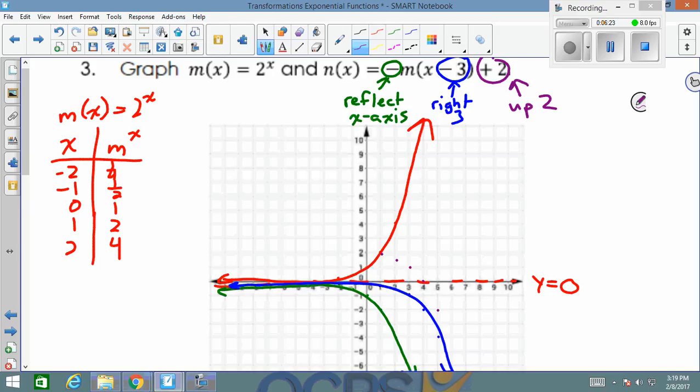And here is my new graph. So that purple one right there is my final graph. I do have an asymptote. My asymptote is always going to be my k value of y equals 2.